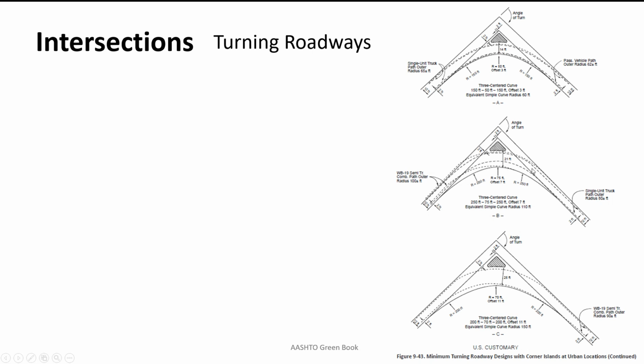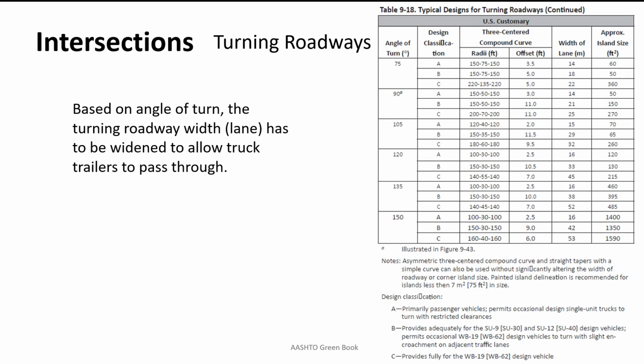We can't maintain that same width as we normally would in the lane, because as you turn, the path your vehicle sweeps through is actually wider, obviously, than it would be if it was going straight, right? So here's what AASHTO recommends. This is from the Green Book. Again, a 90-degree turn, that's our most standard one, right? You have three different categories, case A, B, and C, and they're using a three-centered curve for their turning roadway design.